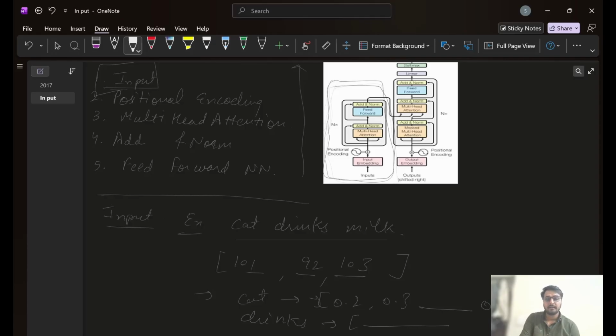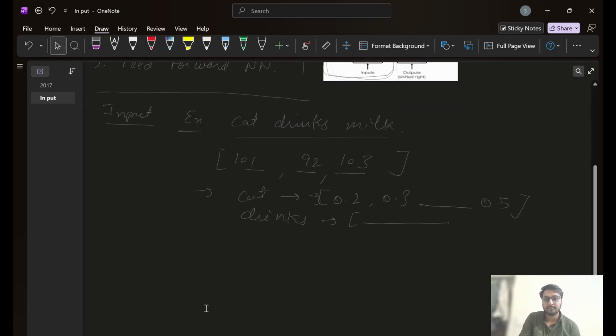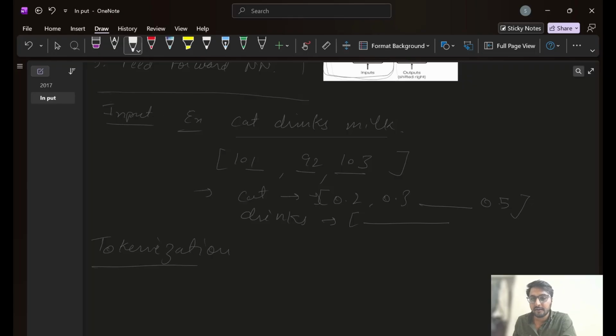So we need to assign a unique ID to each word, and after that assign a random vector to each word, so that the machine can understand and process that vector. The whole process is known as tokenization.